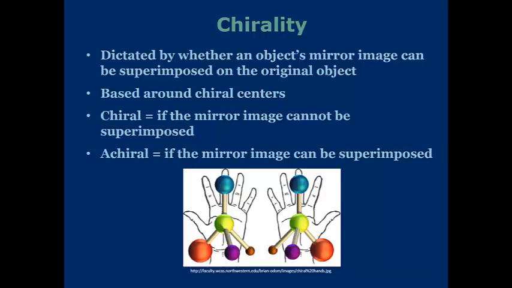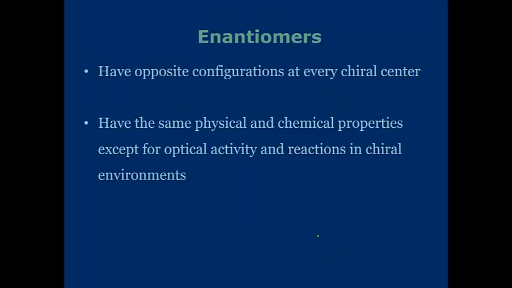The most classic example that you're going to hear in most classes when discussing chirality are hands. Although your left hand and your right hand are virtually identical, they're mirror images of each other, and without breaking fingers off, you're not going to be able to superimpose them. So if you're ever wondering how to remember this, just remember that your hands are chiral. What's an enantiomer? Enantiomers have opposite configurations at every chiral center. These have the same physical and chemical properties except for optical activity and reactions in chiral environments.